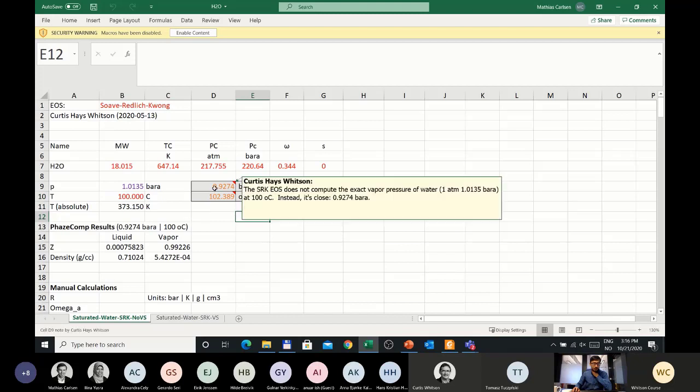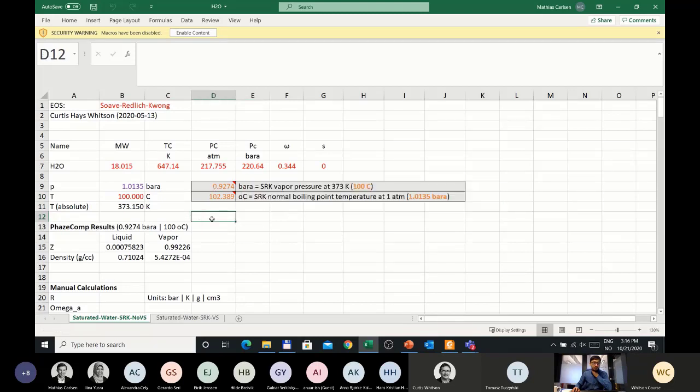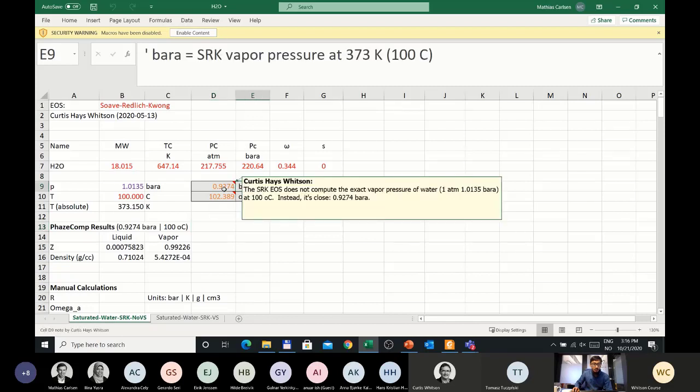These calculations were done in PhaseComp, which is the PVT package we use internally, using the SRK equation of state model. What we found there is that if we use the SRK equation of state model to find the vapor pressure at 100 degrees C, it gives us 0.9274 bar absolute.